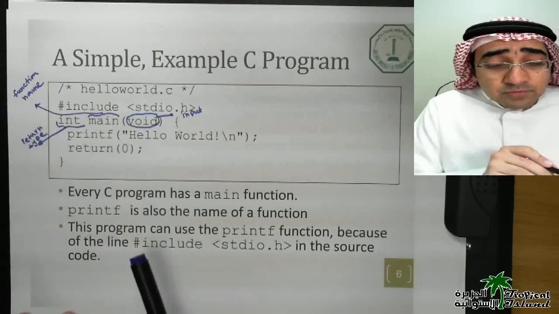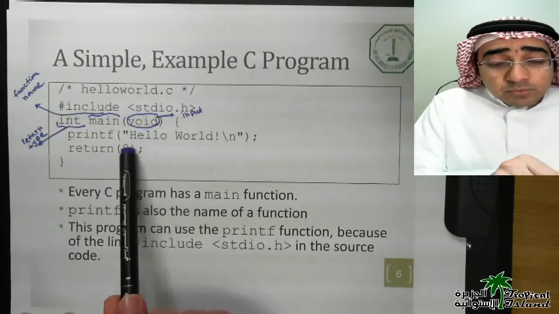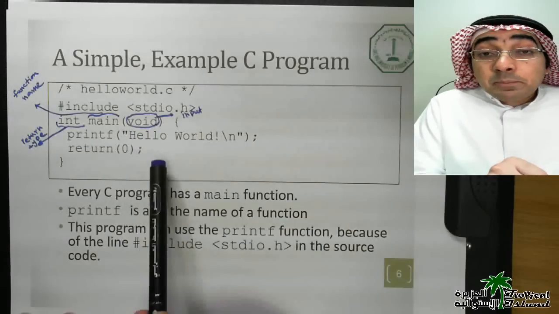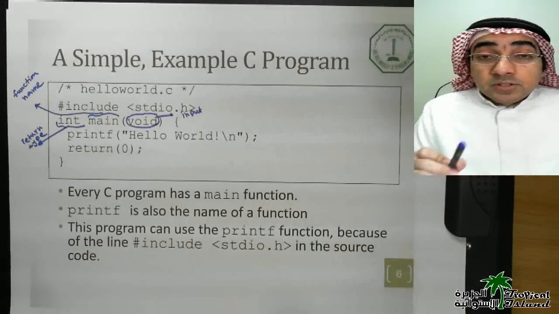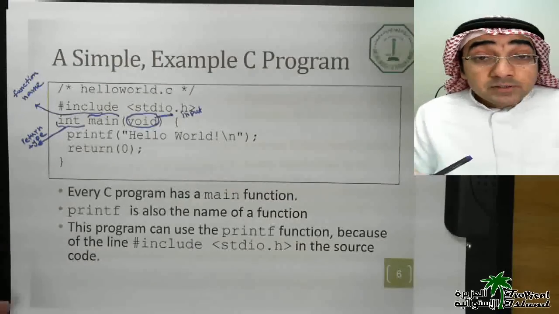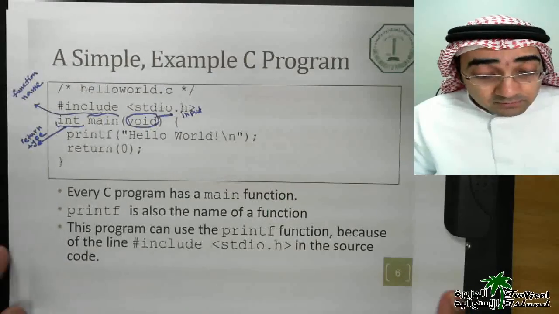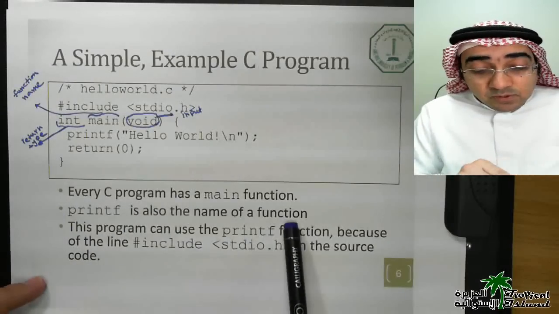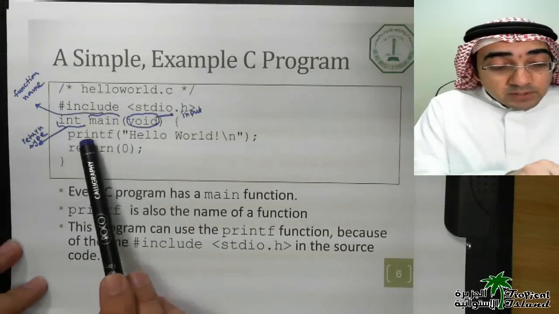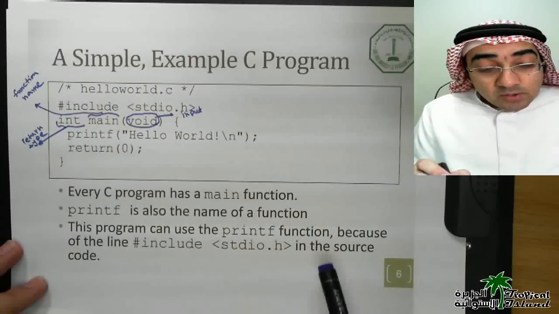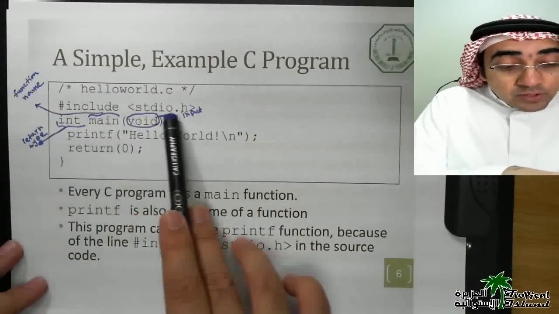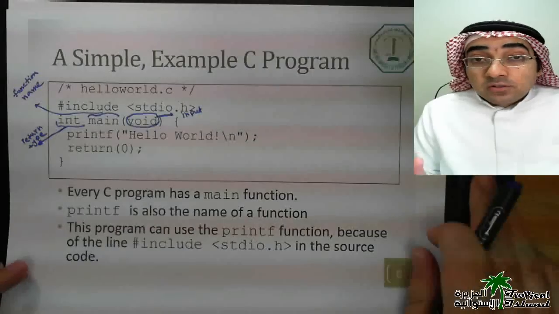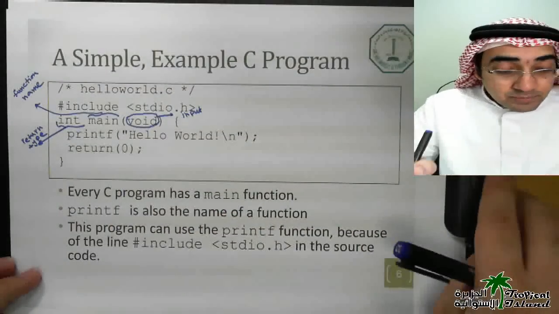Now there are different ways of writing return 0. You can write return between brackets 0, or you can write return space 0 semicolon, and it's going to be the same thing. It doesn't matter, the compiler understands both. Every C program has a main function. The printf is also the name of a function, and it is inside stdio.h. To use the function printf, you have to include stdio.h in your source code.